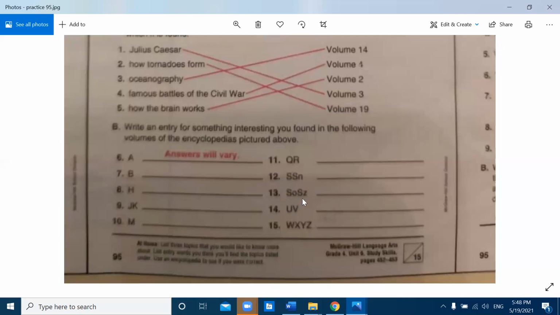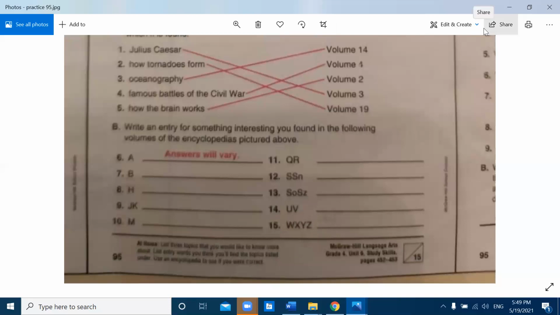Okay. U and V, we could look up umbrellas. We could look up violins. We could look up Uranus. We could look up Venus. Here in W, X, Y, and Z, we could look up the water cycle. We could look up xylophones. We could look up yo-yos. And we could look up, one of the boys said, zebras. Okay. So that's about it for encyclopedias.